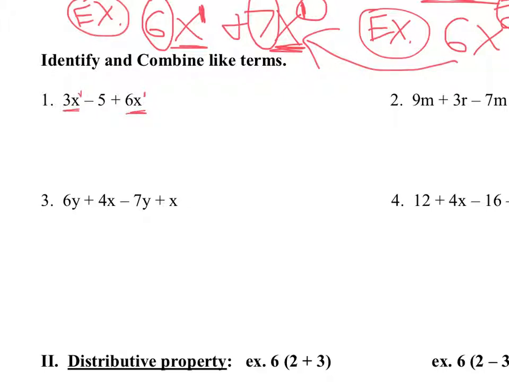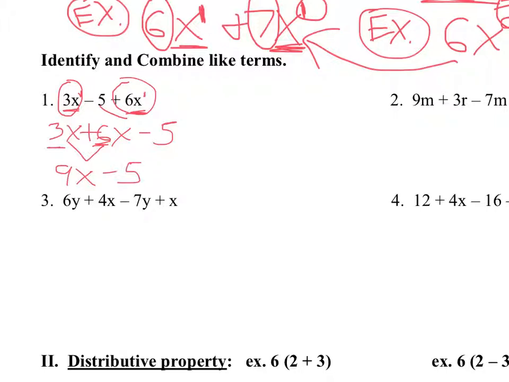Now, I can combine these. So I'm going to circle it's 3x, and it's plus 6x. I'm going to group those together, 3x plus 6x. And then this negative 5, I'm just going to bring that down as minus 5. So when I combine 3x plus 6x, I just add the coefficients 3 and 6. Well, 3 plus 6 is 9, and then I just drop down the x with it. And then I just drop down the minus 5. So I get 9x minus 5.